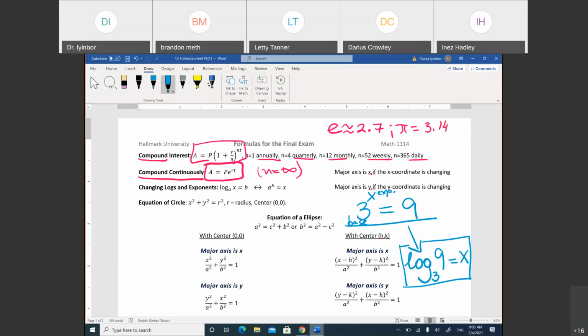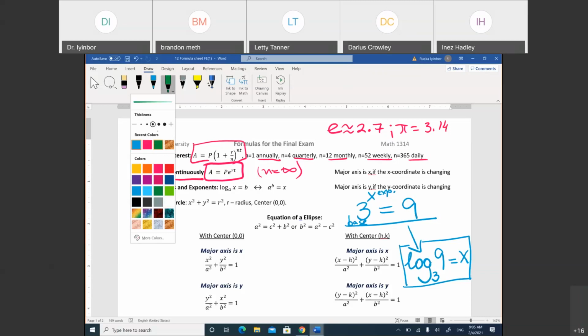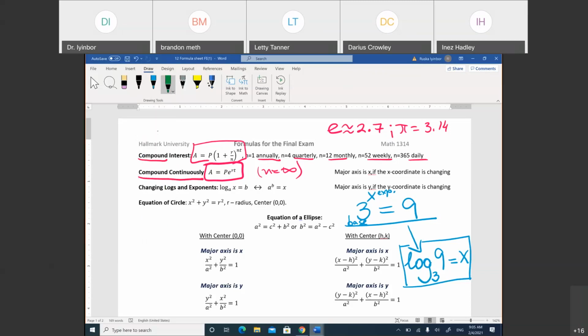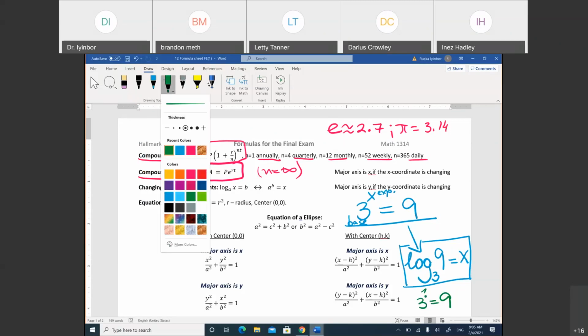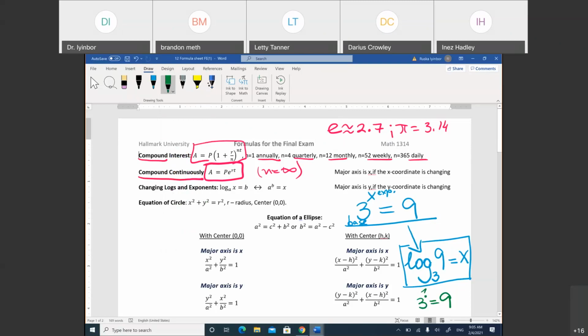Let me write that like this. Logarithm with base 3 of 9 means what is the exponent for 3 to get 9? So how many times 3 to get 9? What do you think? 2 times. That's right, Akisha. Good job. 2 times because 3 times 3 is 9. So that means x is going to be 2. That's how you solve it. That's what that means.